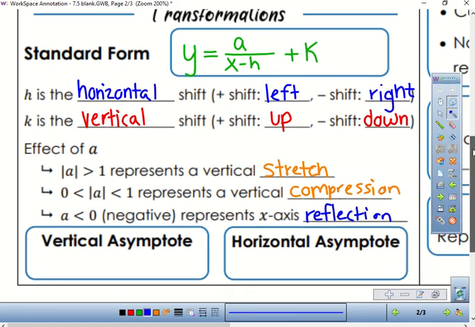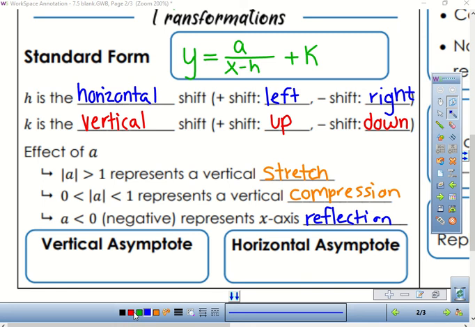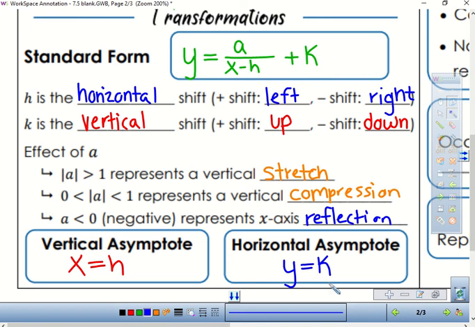And then from here we can define the vertical and horizontal asymptote. So your vertical asymptote when in this form is always x equals h. And remember your h changes sign here. So if it were negative in the formula, it's going to be positive here and vice versa. And your horizontal asymptote is y equals k. Does everybody remember that? Vaguely?